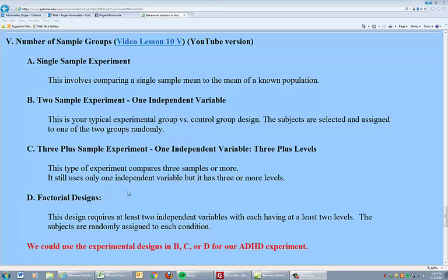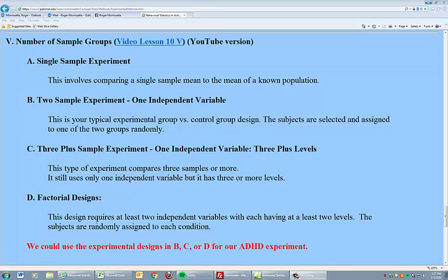And then, of course, we can expand on that a little bit. You can compare 3 different samples. You can have more than one level, still keeping only one independent variable, but you have maybe a control group, a low-dose drug, and a high-dose drug. You can keep going and having as many levels as you want. That's the way experiments can be designed. They're very common as well.